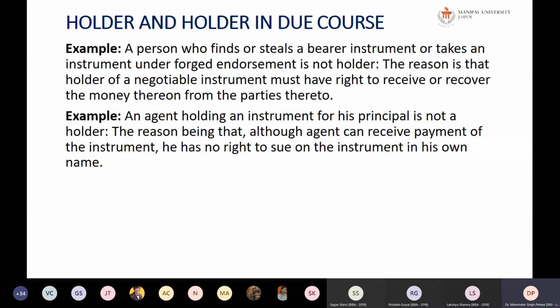Next is your holder in due course. So any question regarding holder? Anyone? Anything you would like to ask? Come on. Or should I ask you?